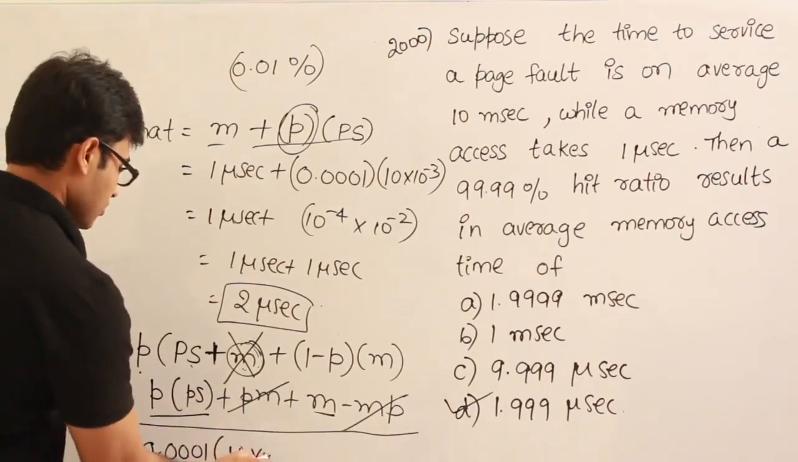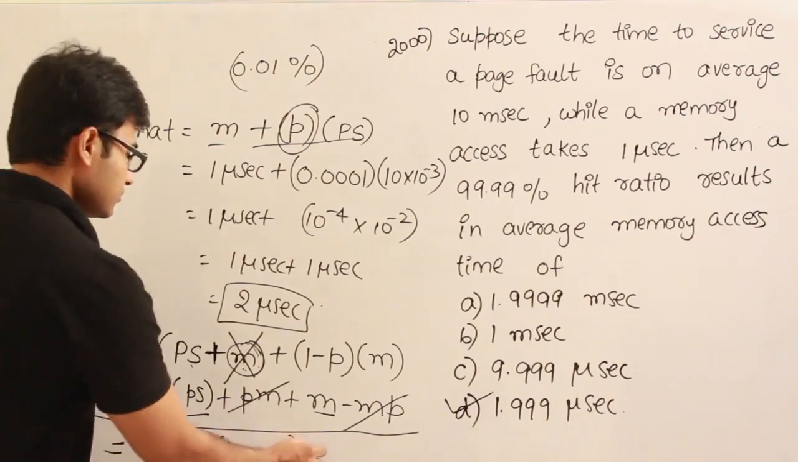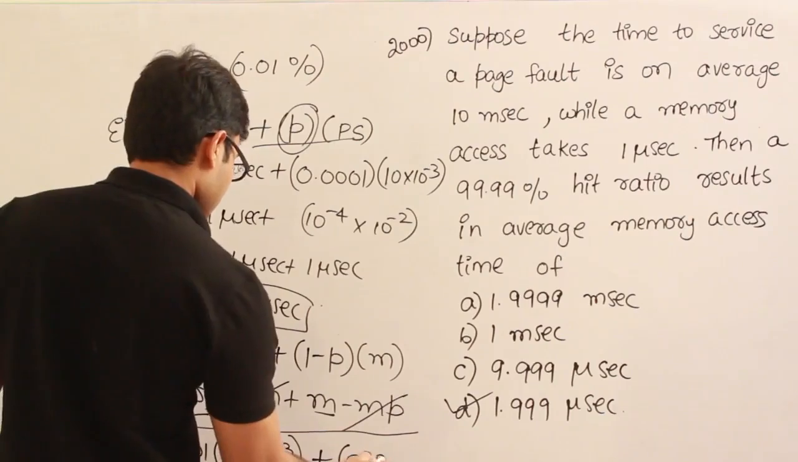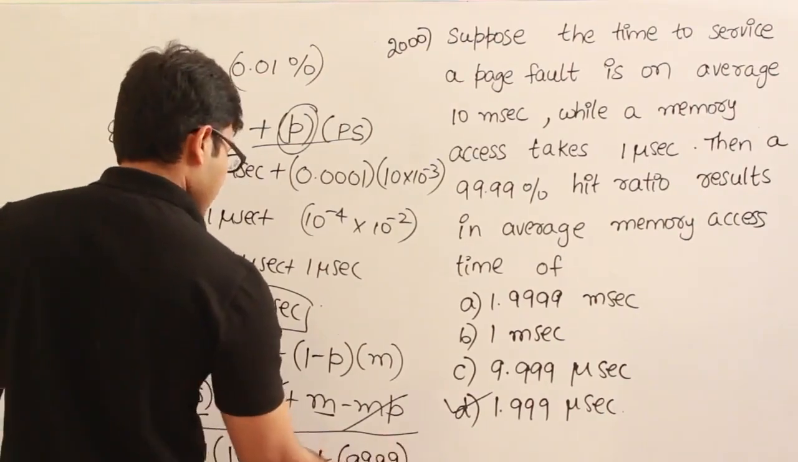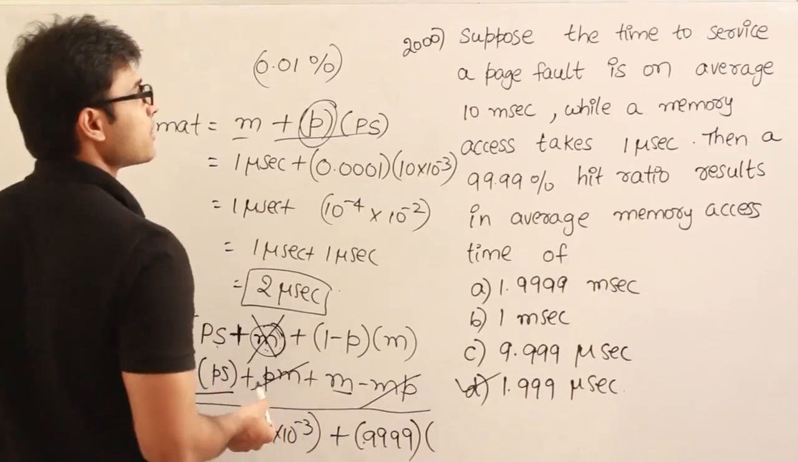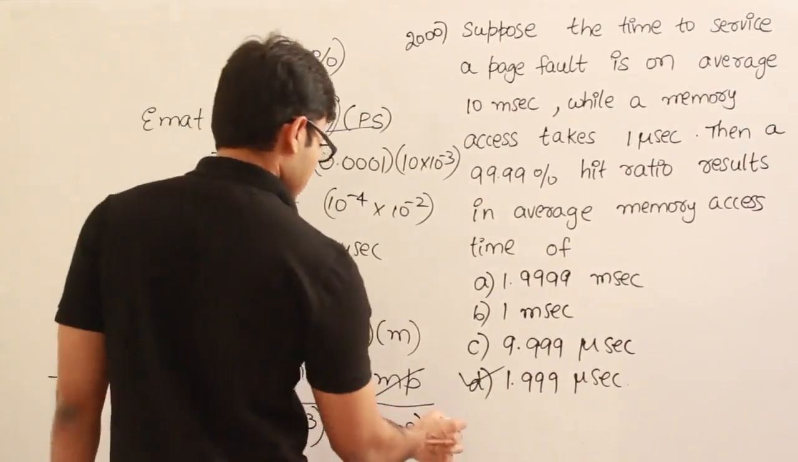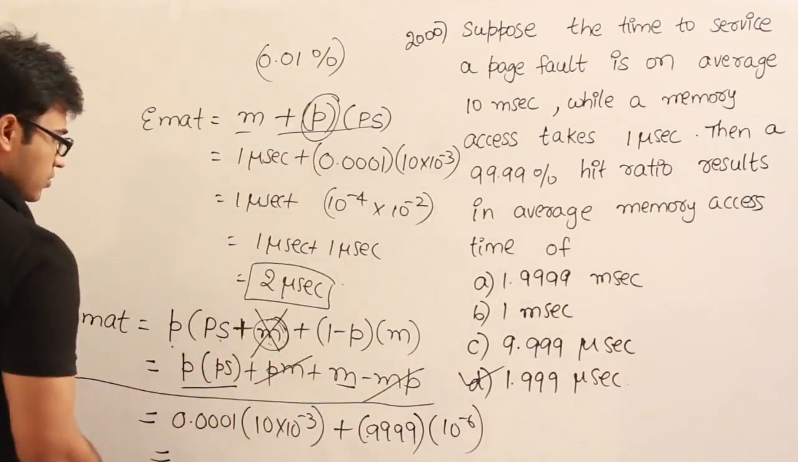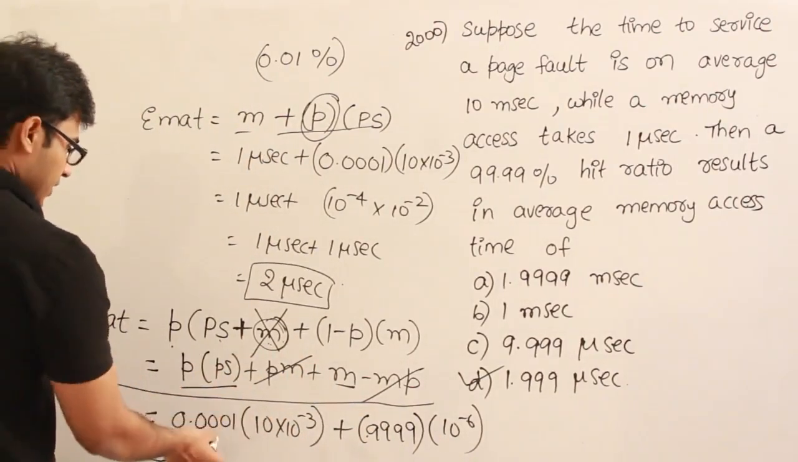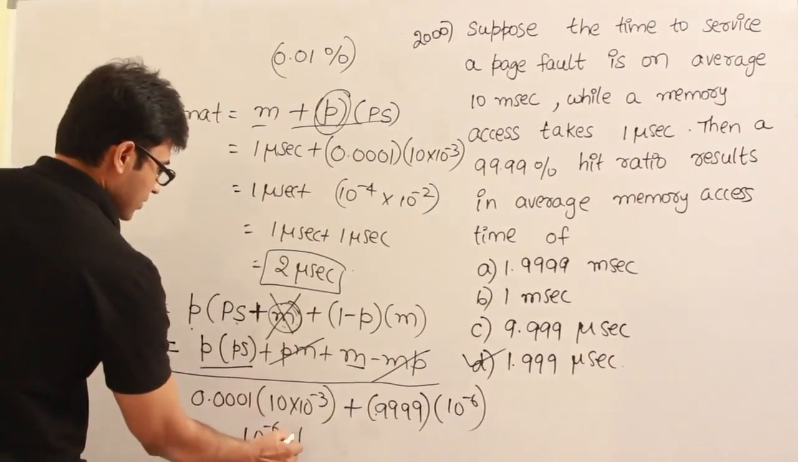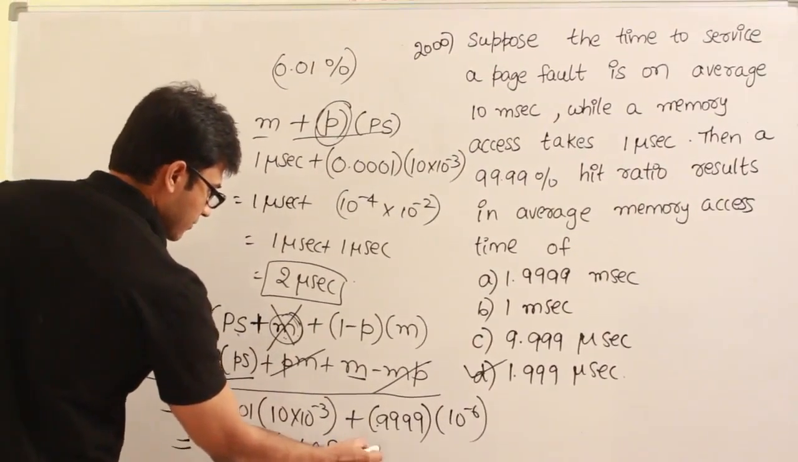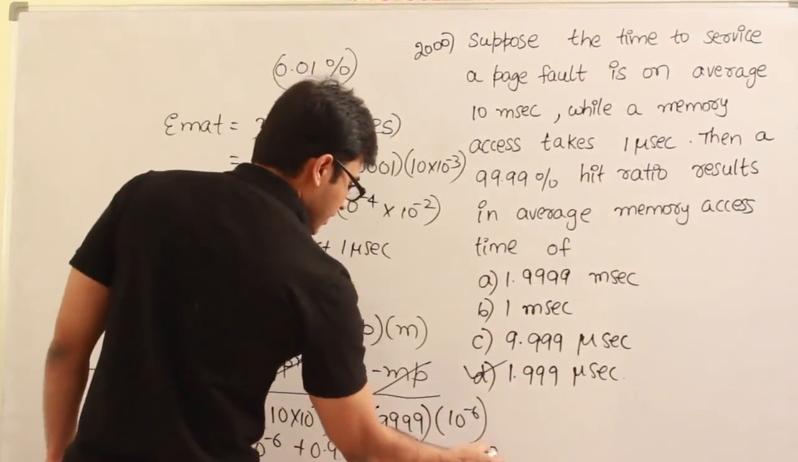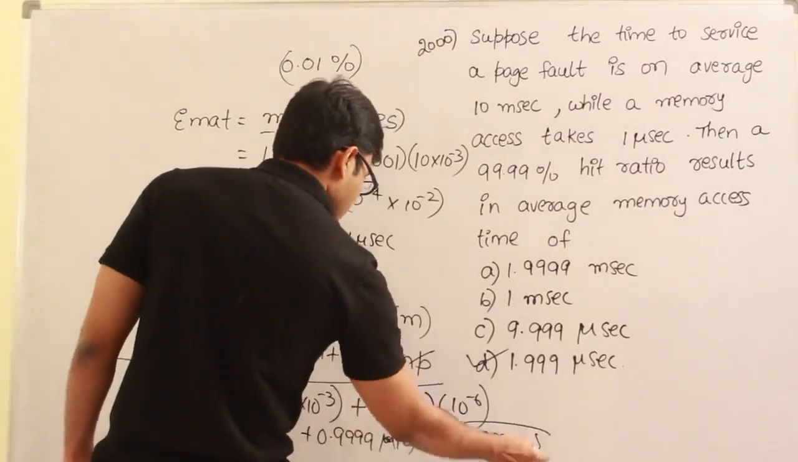10 milliseconds is 10 into 10 power minus 3 plus (1 minus P) is 0.9999, okay, into memory access time. What is memory access time here? So memory access time is 1 microsecond, which means 10 power minus 6, right? So now if you add both of them, this one is going to be 10 power minus 6, and this one is going to be 0.9999 microsecond, right, into 10 power minus 6 seconds. Now you get it as 1.9999 microseconds. Yes, this is how we got the answer, right?